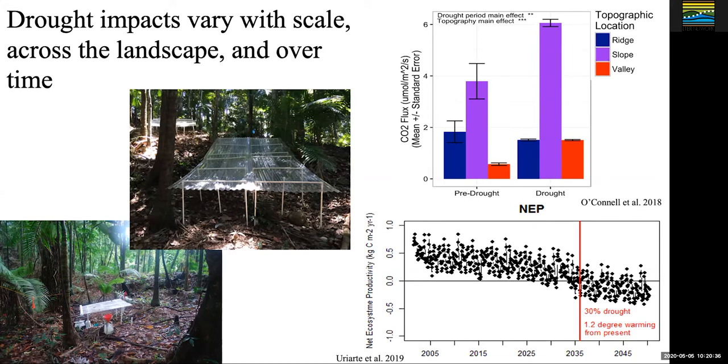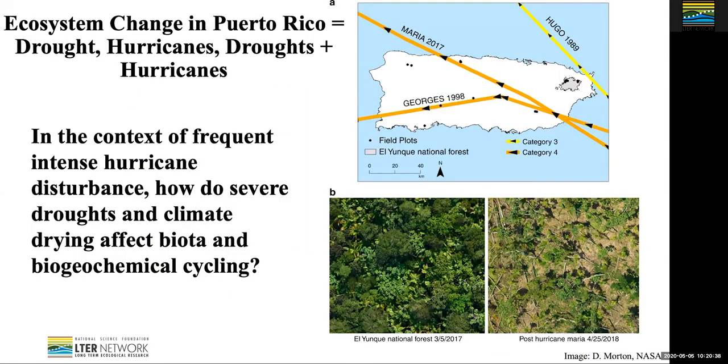So going forward, we want to study drought in the forest through larger scale controlled experiments, but of course we can't do that in the absence of other background disturbance events that happen in these environments. And that would be hurricanes being one of the most important in Puerto Rico. So we hope to study drought, hurricanes, and then the combination of drought and hurricanes, which is what our likely reality is.